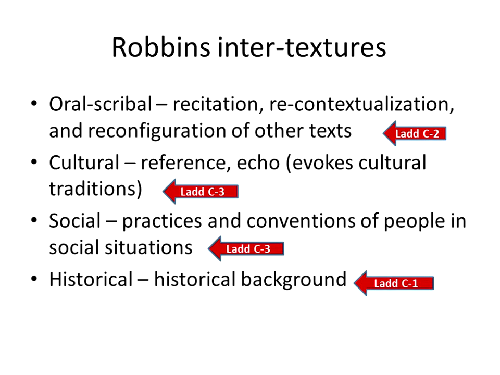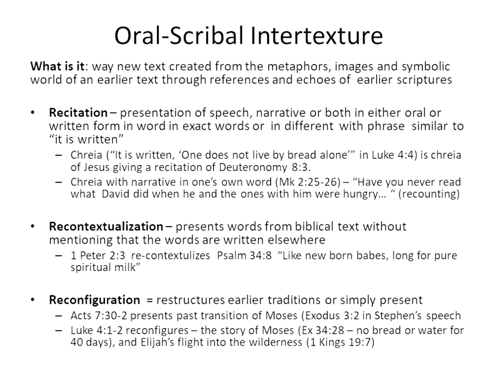So let's give a short summary of it. The oral-scribal has recitation, recontextualization, and reconfiguration of text. The cultural looks at reference or echoes of culture. Social looks at practices and conventions of people in social situations, and historical looks at historical backgrounds. These I've mapped to the lab's exegetical work. You notice that in some cases he's just echoing the lab, like in the historical or the oral-scribal. In some he's expanding, like the cultural and social part that you'd expect.